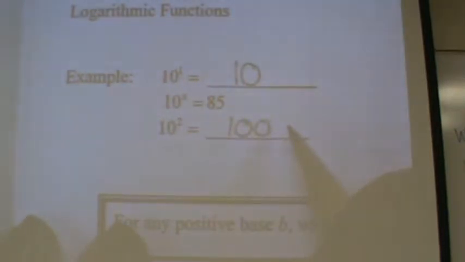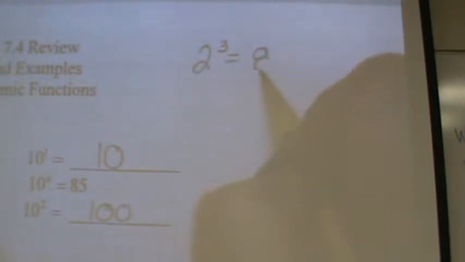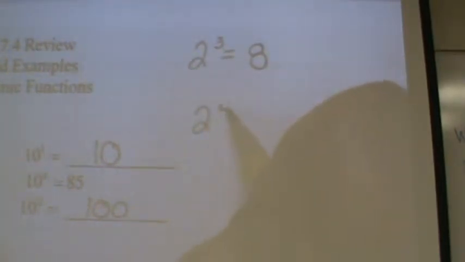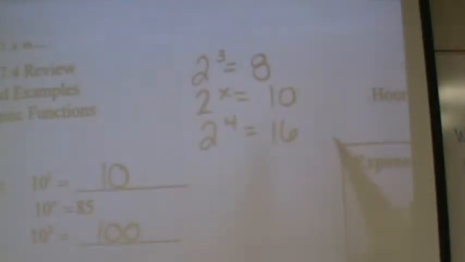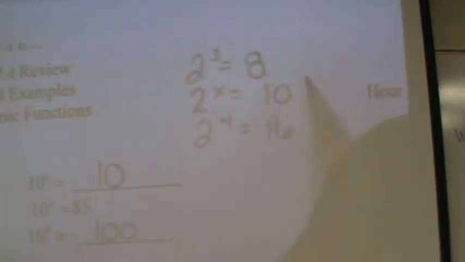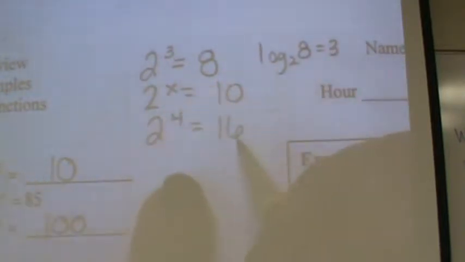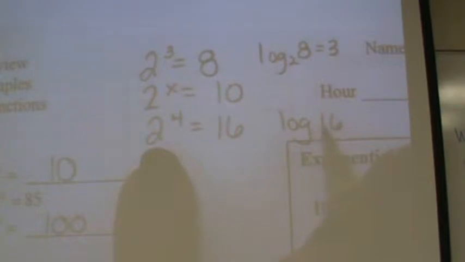Well, you have to be able to convert these to log form. For example, 2 to the third power is 8, and 2 to the fourth power is 16. 2 to what power is, let's say, 10? How do you convert these to log form? Well, 3 equals log base 2 of 8. So the log of 8, base 2, is 3, right? This one would be the log of 16, base 2, is 4.